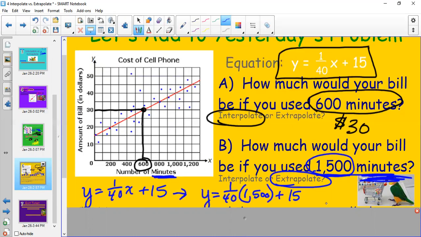Okay, so I'm going to do 1 divided by 40. And that will give me a decimal of 0.025. And then I'm going to multiply it by 1,500. That gives me 37.5, but don't forget to add the 15. So that would give us an answer of $52.50. $52.50 would be our answer on that one.